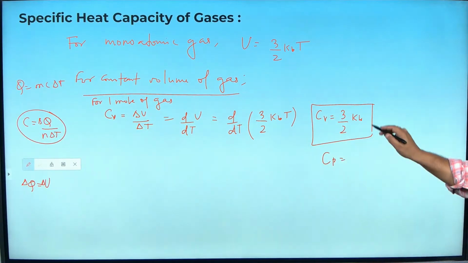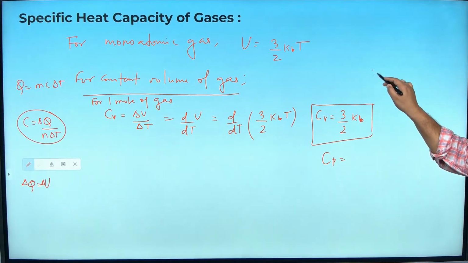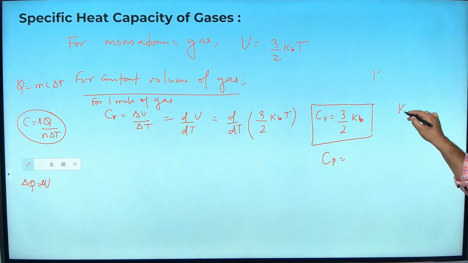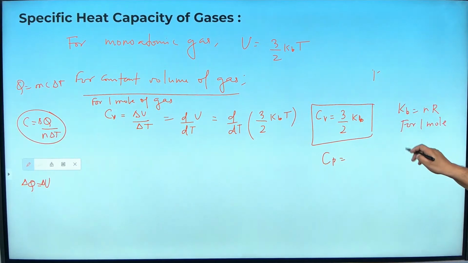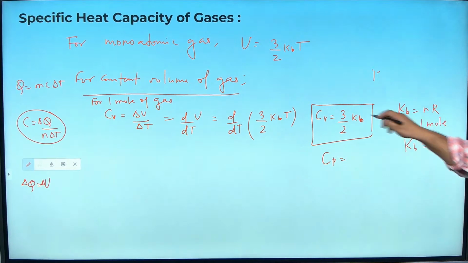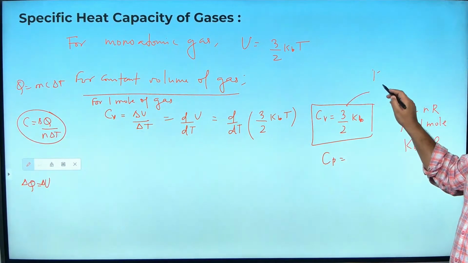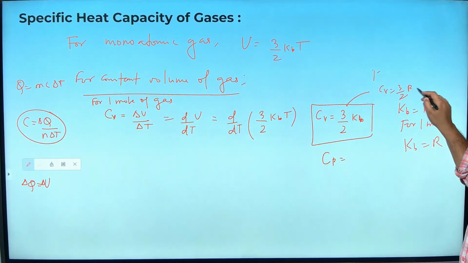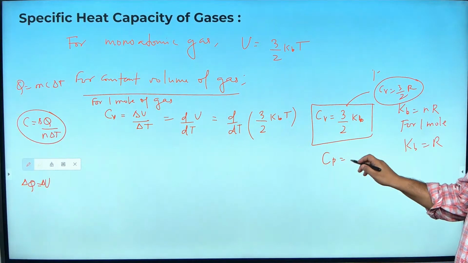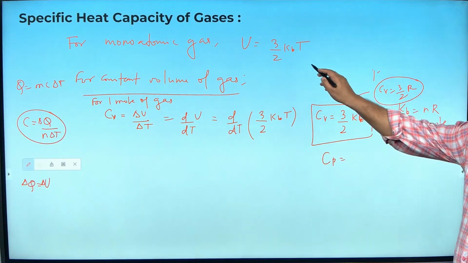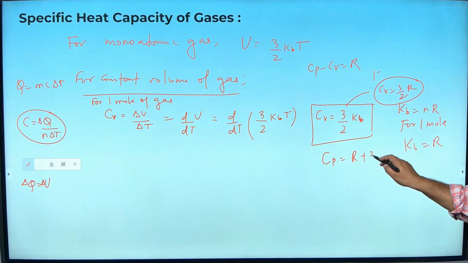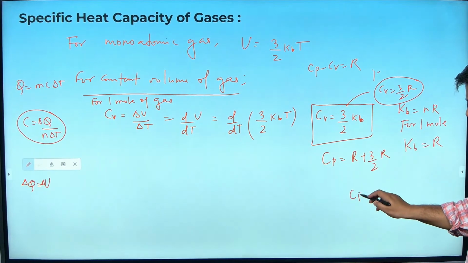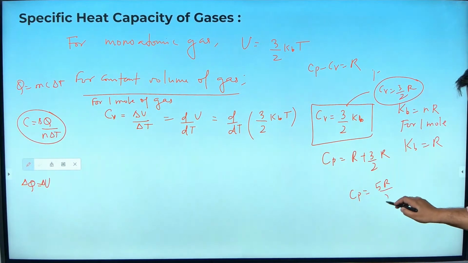Again, if I want to convert kB into R, what should we do? kB will become equal to n times R, isn't it? And we have told just now that for 1 mole of gas I can write kB is equal to R. So I am putting that here. So Cv also can be written as 3 by 2 R. If Cv is 3 by 2 R, what will be Cp? Because Cp minus Cv is R, Cp will be equal to R plus Cv. So R plus 3 by 2 R. So Cp will become equal to 5R by 2.